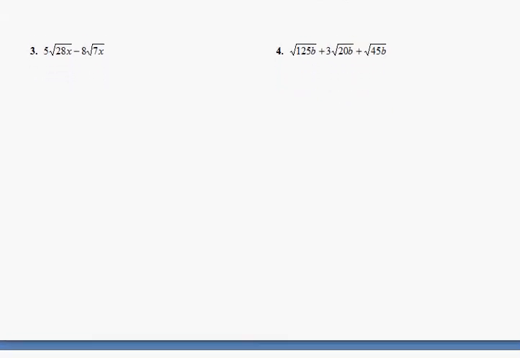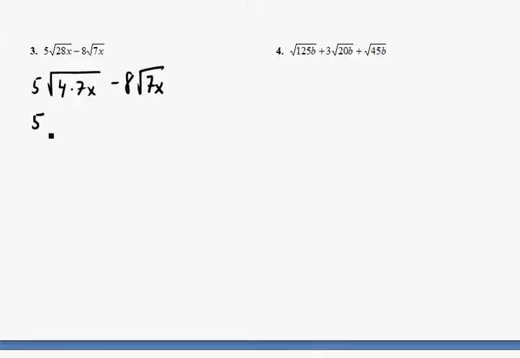Now pause the video and see if you can do problem number 3. So, 28 has a perfect square factor of 4. 4 times 7 is 28. So I'll rewrite this as 5 times the square root of 4 times 7x minus 8 times the square root of 7x. Since 7 has no perfect square factor, I can't do anything to simplify this.